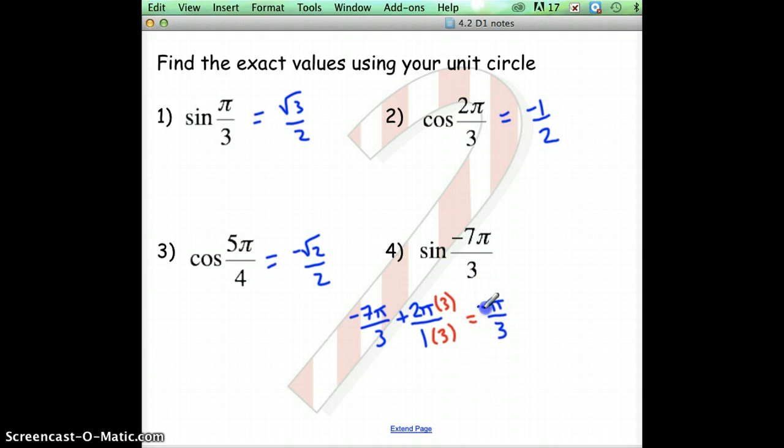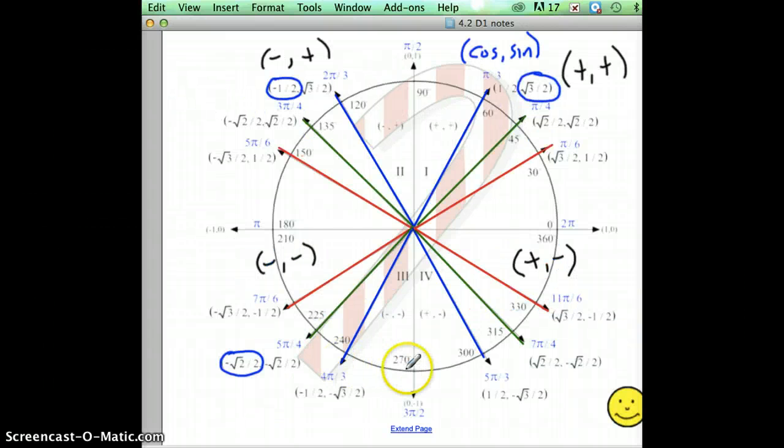Well, that's still negative, so I could add 2 pi again. So now I would have a negative pi plus 6 pi. That would be 5 pi. 5 pi over 3. That is on the unit circle. So this will be the same thing as sine 5 pi over 3. So we're going to go to 5 pi over 3 and we're going to figure out what sine is. 5 pi over 3 is right here. And sine is the second one. So a negative root 3 over 2.